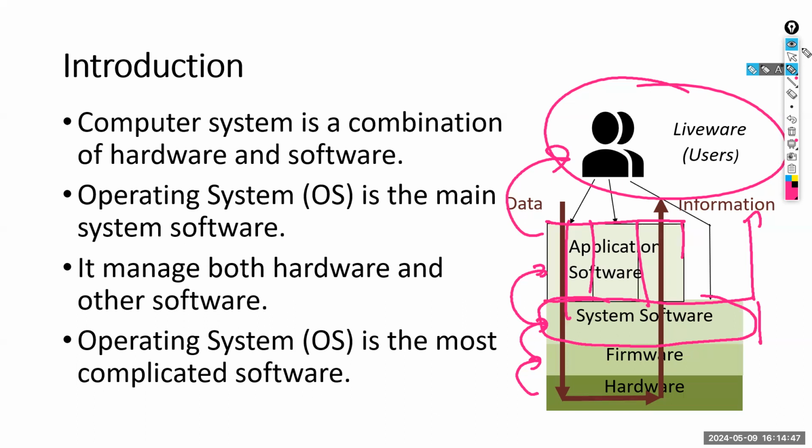So you know that the operating system is the major system software. Basically, the operating system sits in between the application and firmware, because it's system software that helps operate your computer system. That is why we say operating system. So basically, the operating system is the main software in your computer.